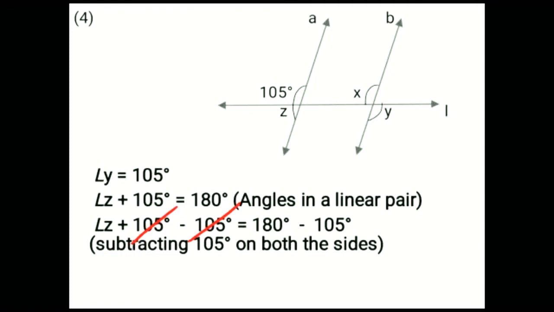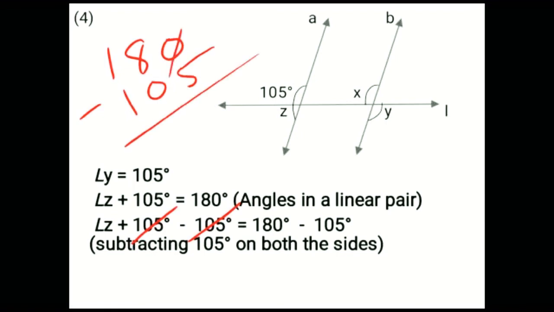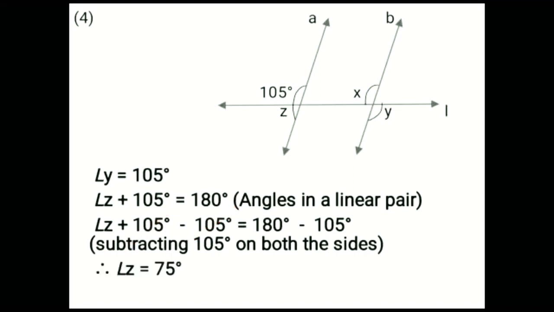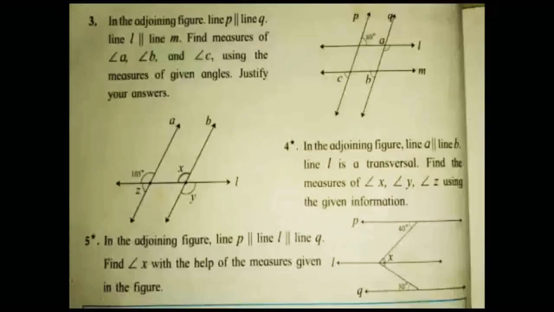Angle Z is equal to 180 degree minus 105 degree, subtract. 180 degree minus 105 degree. 0 minus 5 is not going, so here it becomes 10 and here becomes 7. Okay, 10 minus 5 is 5, 7 minus 0 is 7. So I am getting angle Z 75 degree. Therefore angle Z is equal to 75.